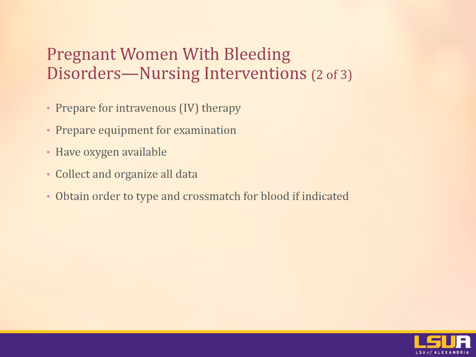If she's bleeding, we need to get an IV in, prepare all the equipment that the healthcare provider is going to need to examine. She may need oxygen. We've got to get all of our data together. We're probably going to get an order for type and cross match, and we have to be prepared for anything.